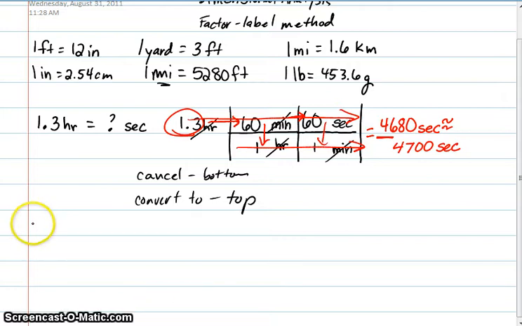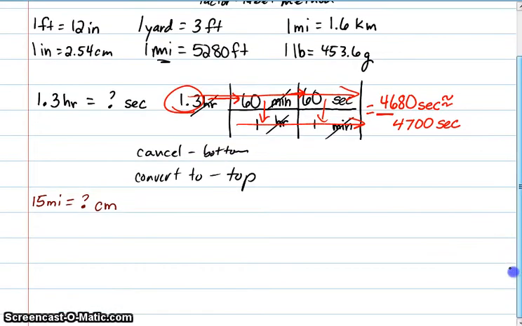Let's say you live 15 miles from Pine Lake, and you would like to know how many centimeters that is. Why you'd want to know that, I don't know, but you know, I can't get into your brain sometimes. Maybe you just want to know. It's just something that you've really always wondered. How many centimeters do I live from Pine Lake? We'll know in just a second.